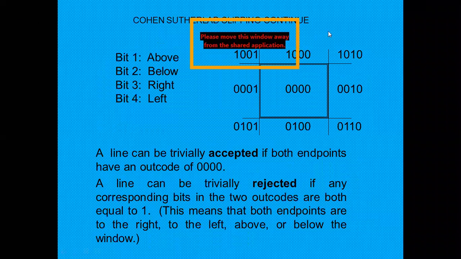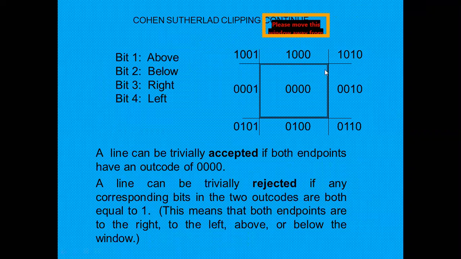Now you can see the diagram here. This is called the window. Now we are going to extend this portion. These are the sides of the window. This is the original window, and we are just going to extend all sides of the window, because the Cohen-Sutherland clipping algorithm is based on this diagram.